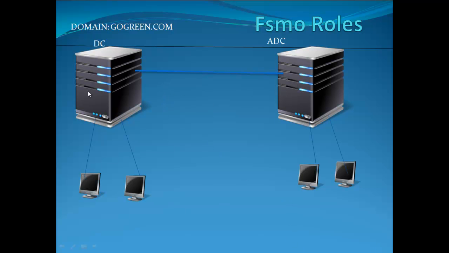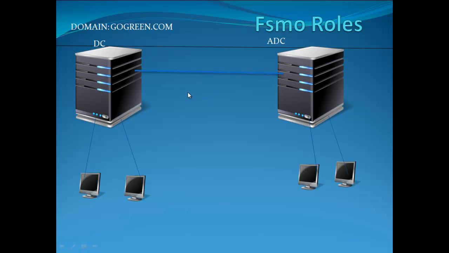If you see, both are domain controllers. One is the main domain controller, the primary domain controller, and the other is an additional domain controller. They are both replicating with each other. That means if a DC goes offline, the user can still authenticate with the other DC. They work in a load balancing way, and they are in active mode for each other.